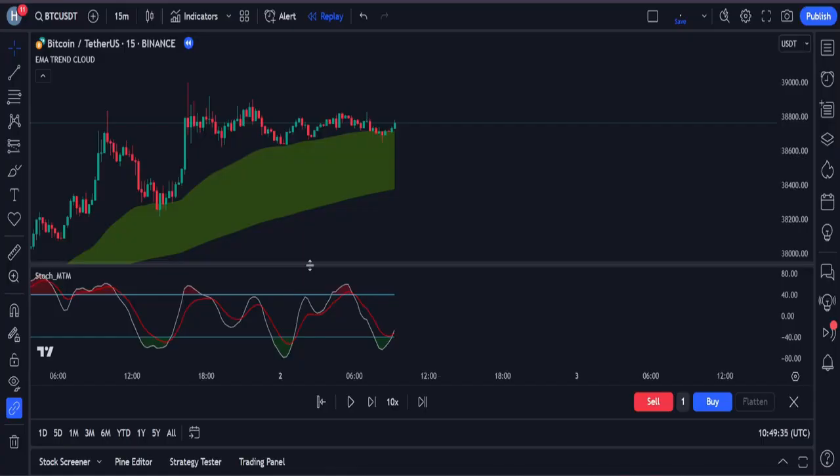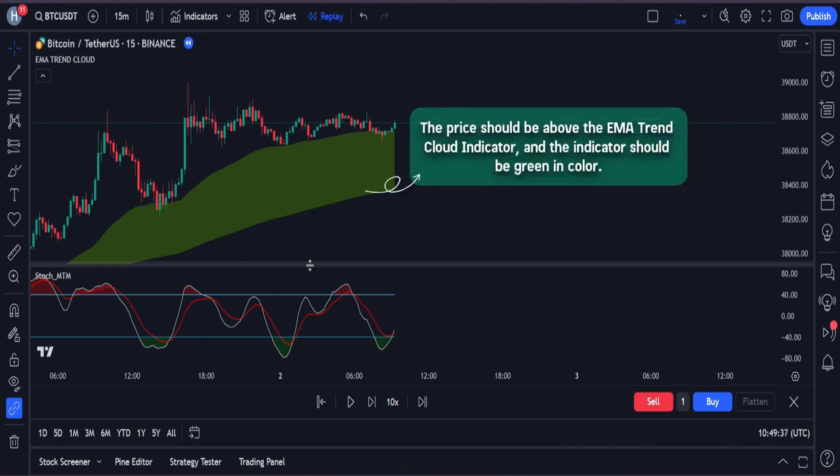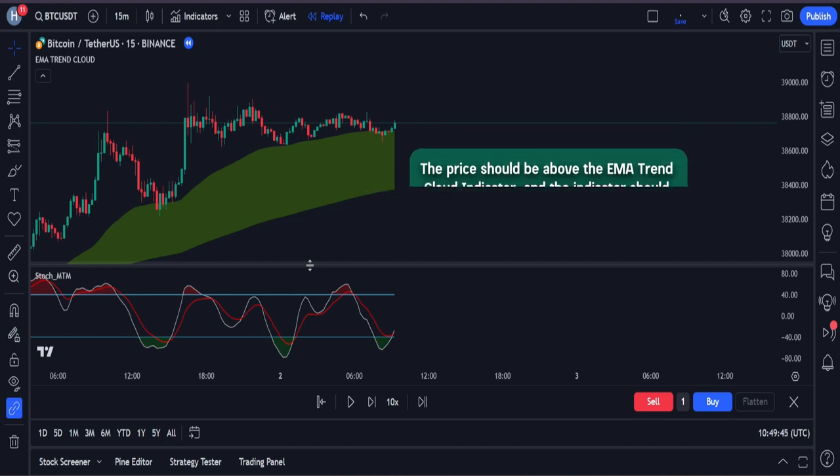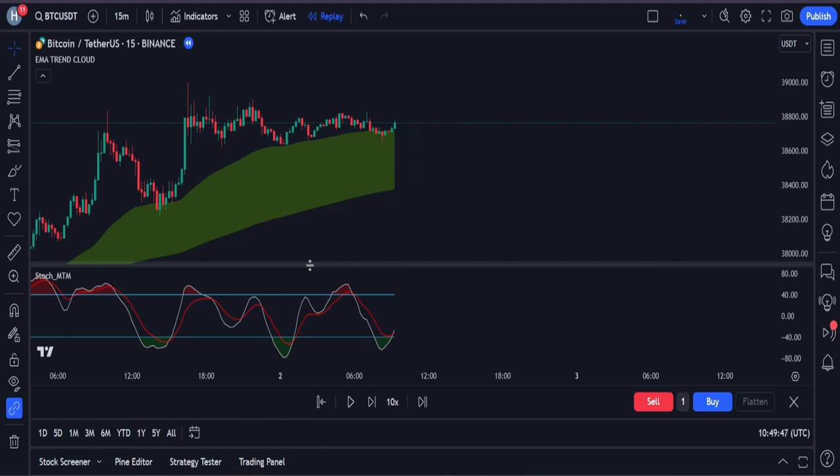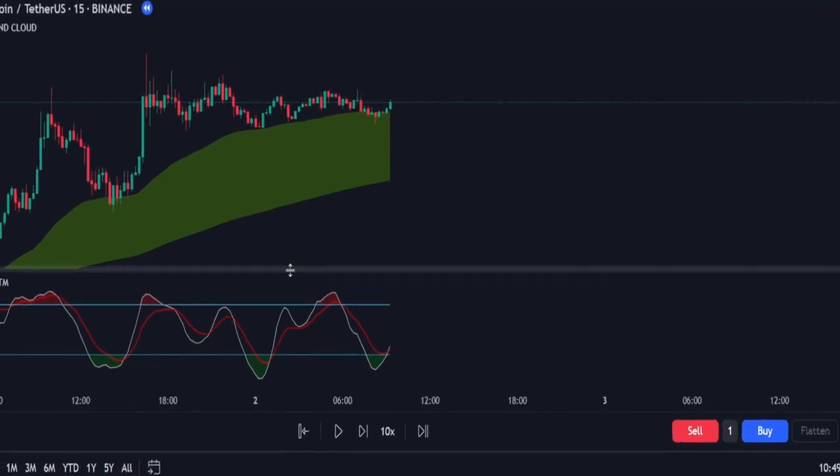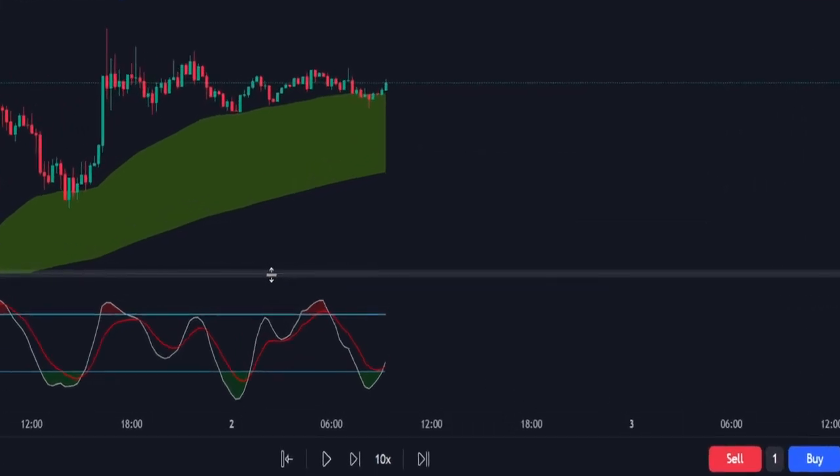So for a buy trade to be valid, first of all, we want the market to be in a bullish trend, and to confirm that we just make sure that the EMA trend cloud is colored green and the price is trading above it. Secondly, we want a pullback to happen within this bullish trend. To confirm that, we're going to pay attention to the Stochastic Momentum Index indicator. We're going to wait for the stochastic oscillator to go below the lower band of the Stochastic Momentum Index like this. This indicates that the market is in a pullback.